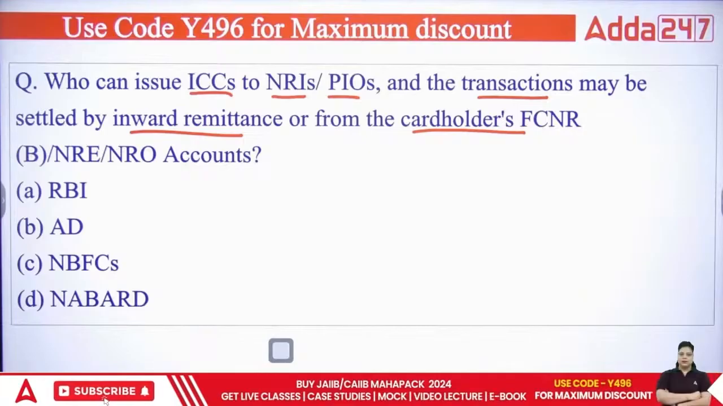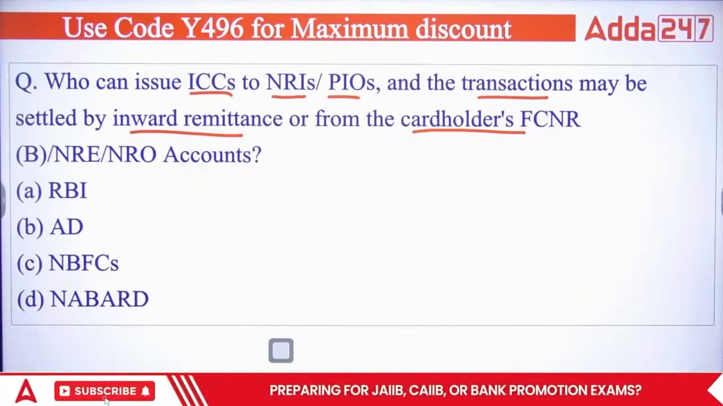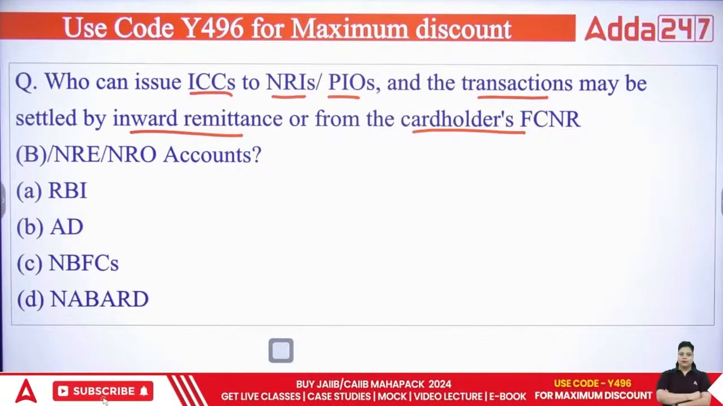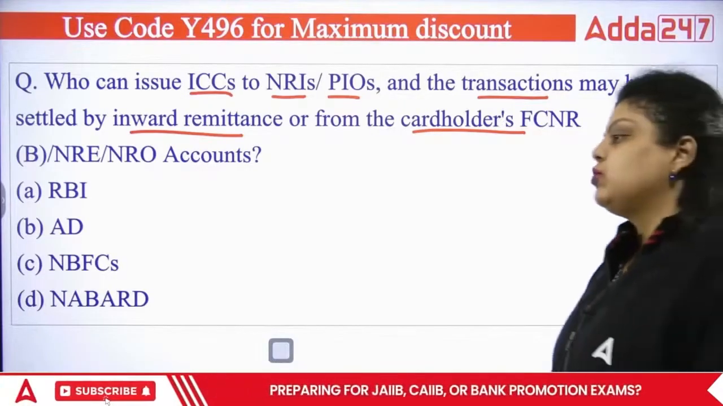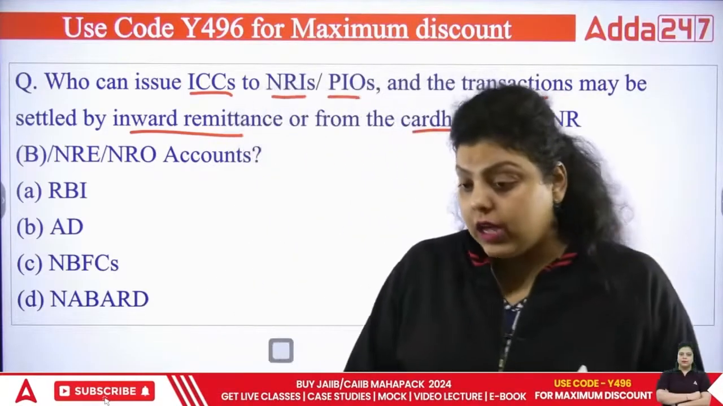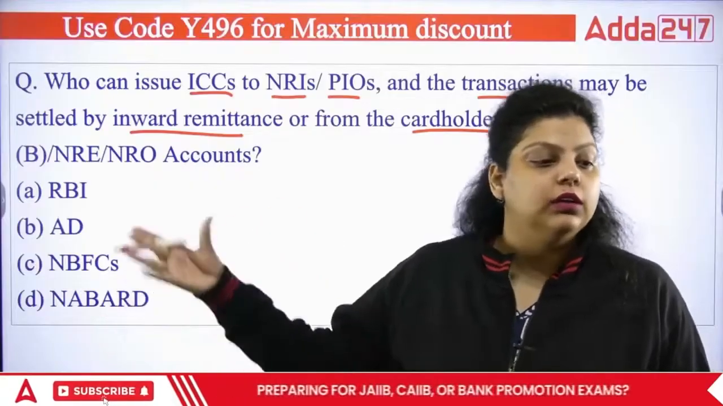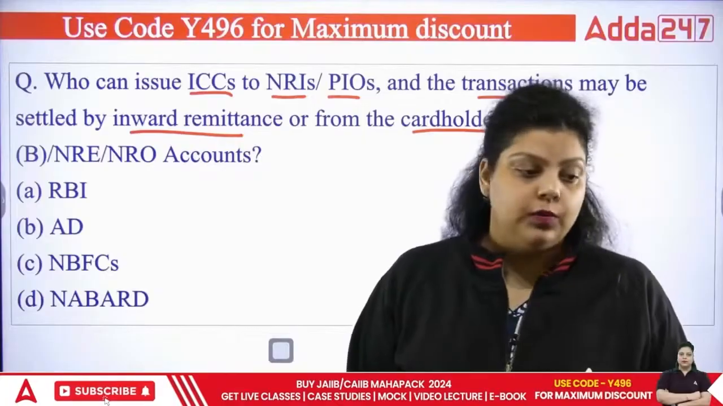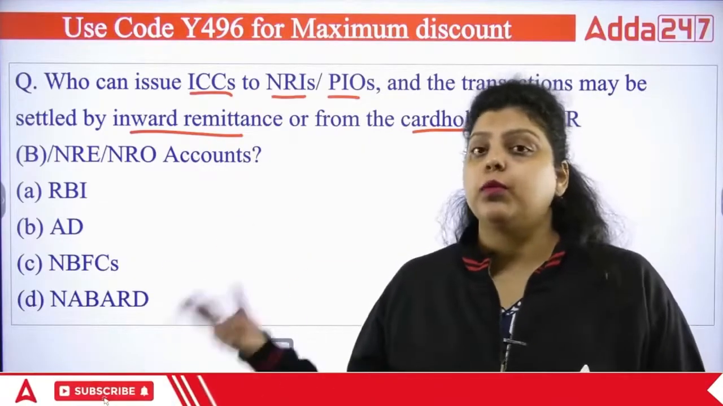And the transaction may be settled in what? By inward remittance or from the card holder's FCNR-B account, NRE account, or NRO account. Who can do that? Only the banks authorized by RBI to participate in foreign currency will be allowed to open or issue these cards to the NRI and PIO, as well as the inward remittance. Inward means money is transferred from abroad to India.